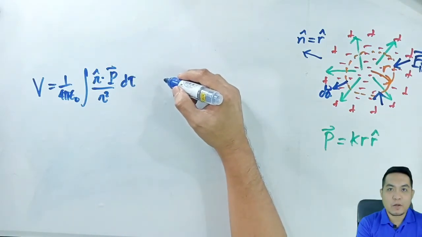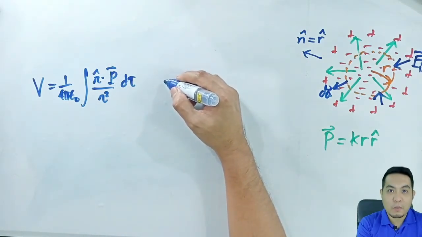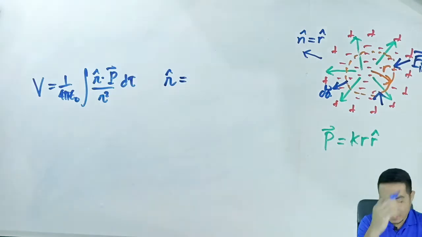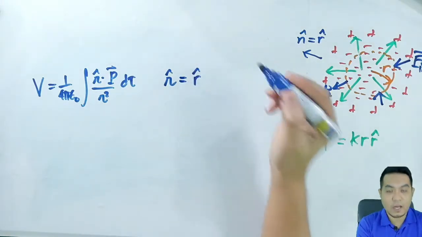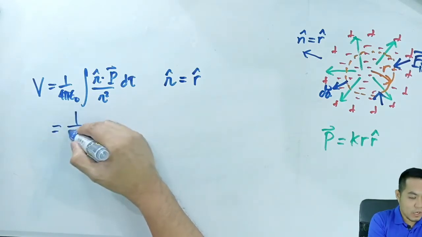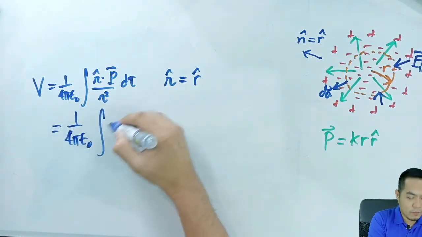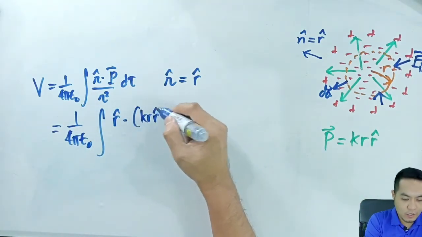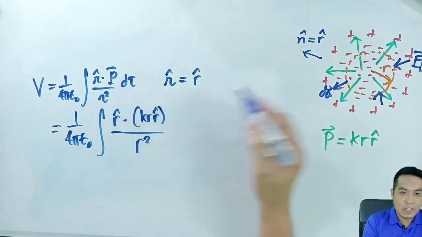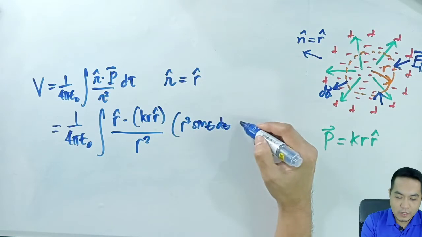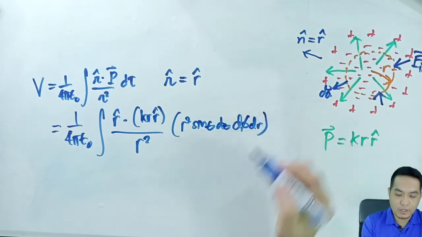In this case, because of symmetry, and our origin is at the center of the sphere, we can just let our curly r hat, the separation distance, be the r hat vector. So in this manner, we'll have 1 over 4 pi epsilon naught, r hat, where our polarization is k r r hat over r squared. The differential volume is just r squared sine theta d theta d phi dr.